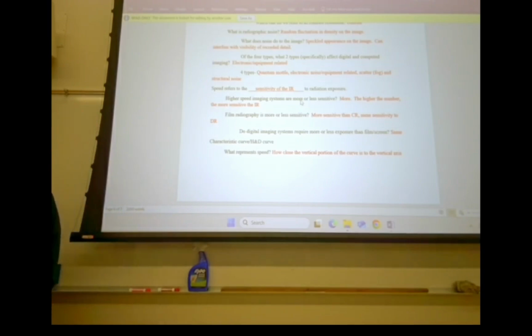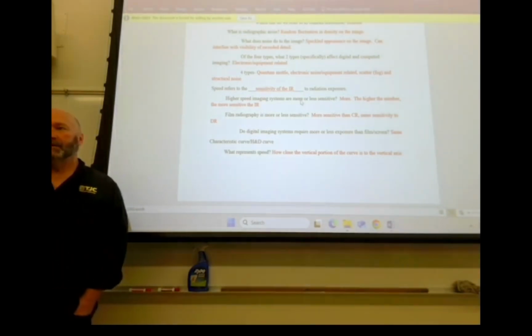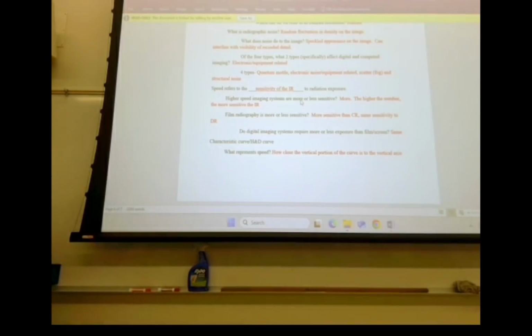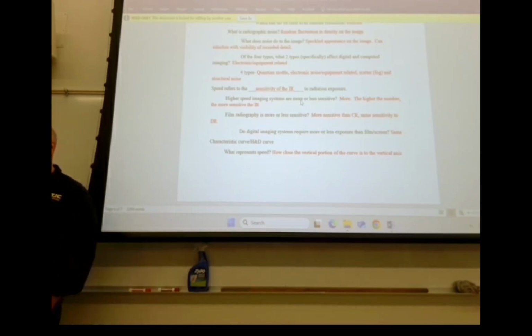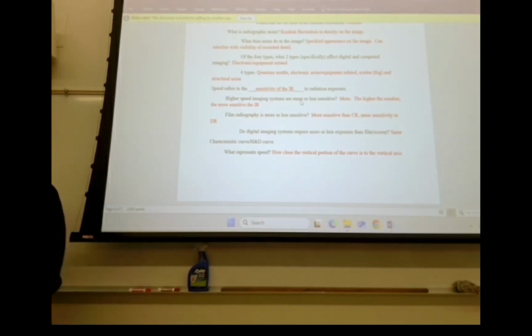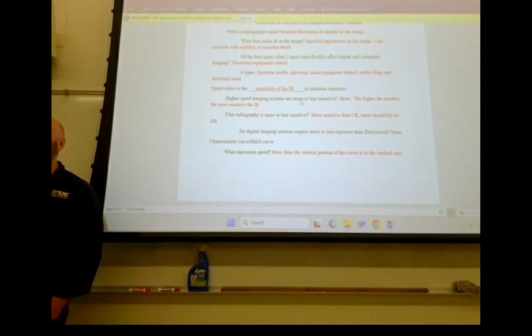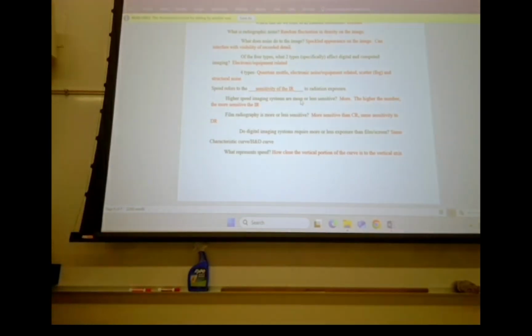So you're not really changing speeds anymore, so I don't know that it really has a place anymore. I don't think that's going to be on the registry, but you may still see it as a holdover from screens and films, and that would be that truly the faster the screens and films were, the more inherent unsharpness we would have. I'm not going to get into why that is, but you may see that question. So what do we need to know for this one?